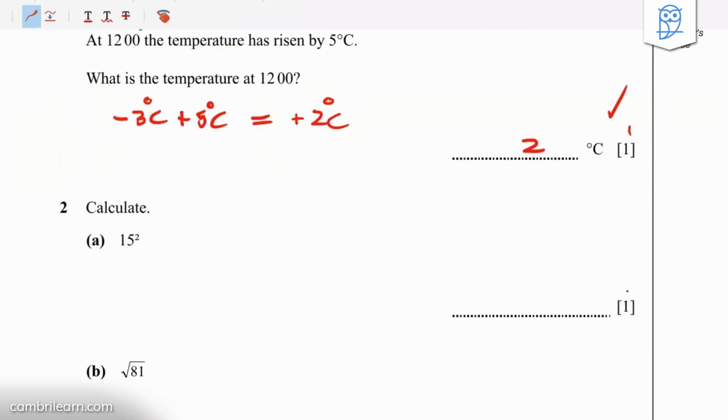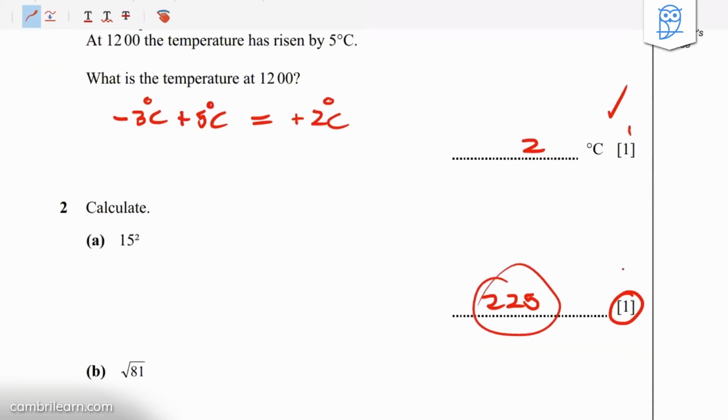Next one, calculate 15 squared. If you do not know what 15 squared is, you can just use multiplication to calculate it. But as we know that 15 squared is equal to 225, we can just give the answer. So 225. I want you guys to also keep an eye on the mark allocation. We see that this is just 1 mark. That means that we can just give an answer if we know what the final answer is.